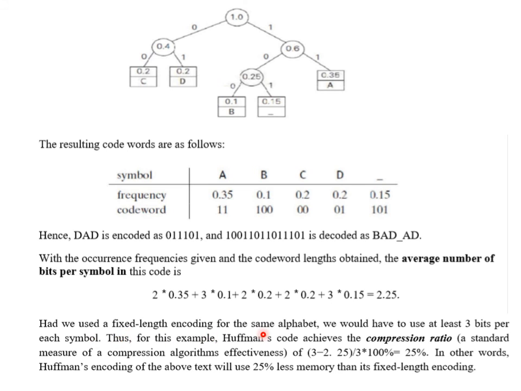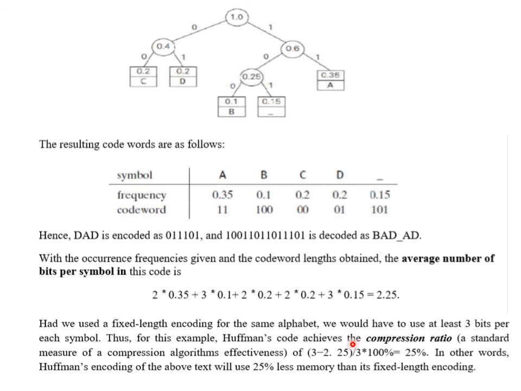So what you understood from this: if we would have used a fixed length encoding for the same alphabet, we would have to use at least 3 bits per symbol, because there are 5 characters, so definitely we have to use 3 bits per symbol. So for this example, Huffman code achieves the compression ratio, a standard measure of compression algorithm effectiveness.